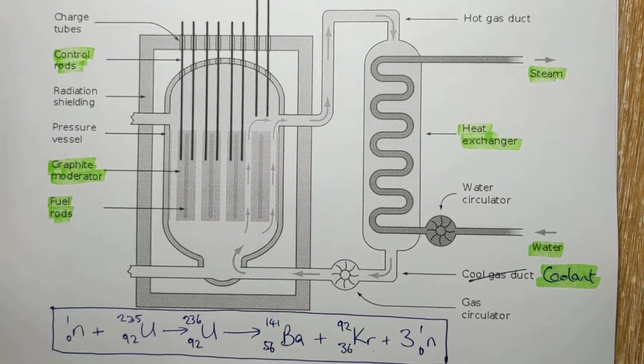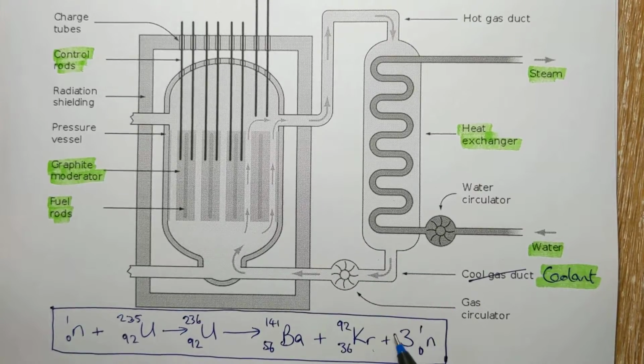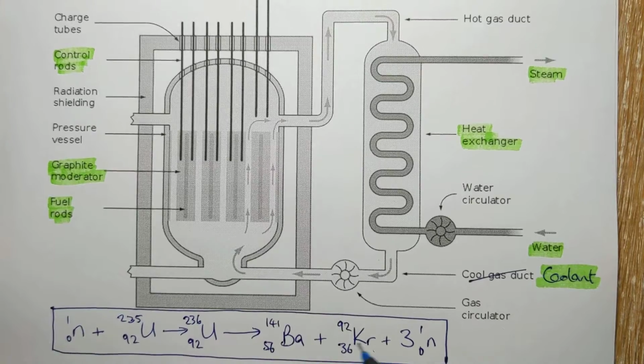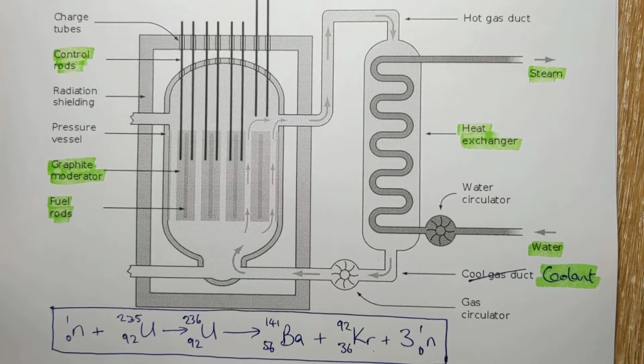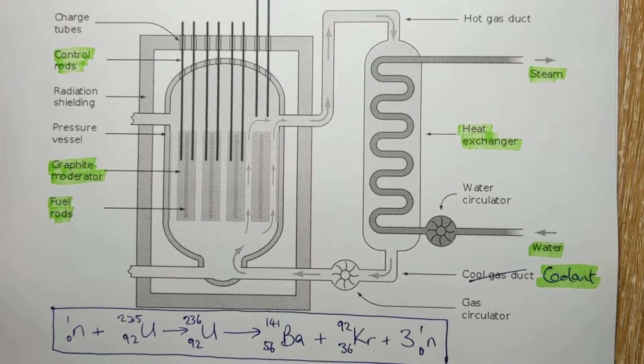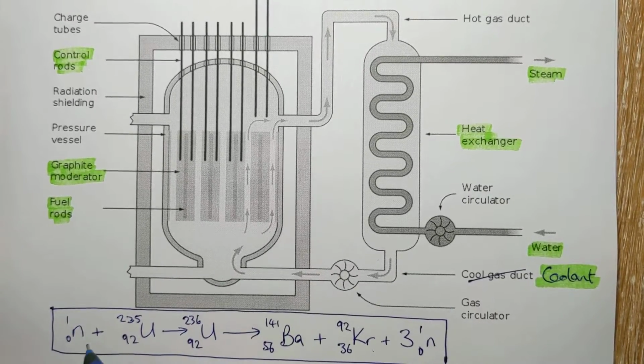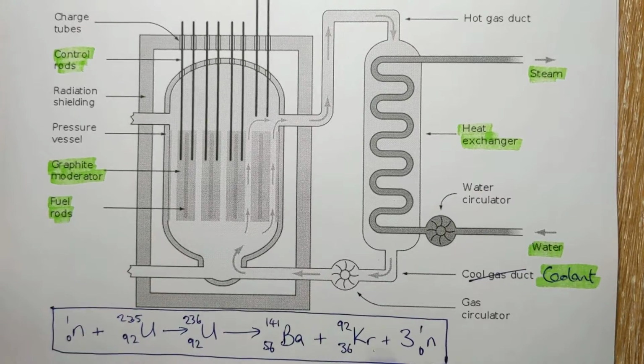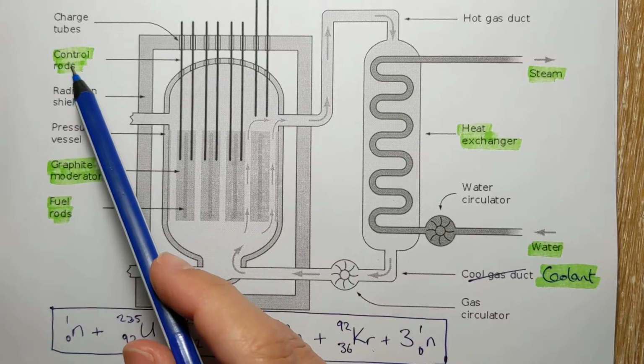Okay, but we also saw yesterday that if all 3 of those neutrons are allowed to go on to then make 3 fission reactions, and then that will make 9 neutrons, and then we'll have 9 fission reactions, that's a chain reaction, and we don't want that. We actually want to absorb 2 of these neutrons, get them out the way, and just have 1 of them go back in. So 1 reaction causes 1 more reaction, and so on. And that's the job of the control rods.